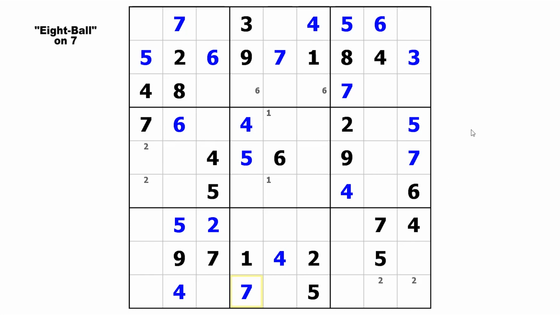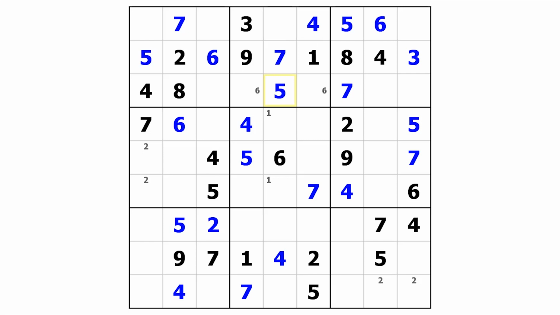So we've got one in row 4, row 5, column 4, and column 5, so the 7 must go in this cell right there, and you can fill it in, and now the 7s are done. And now we also have an 8-ball on the 5s. We've got 1, 2, 3, 4, 5, 6, 7, 8 5s. So the last 5 must go into block 2, and it must go into this cell right there. That's the only cell left for a 5 in that block.